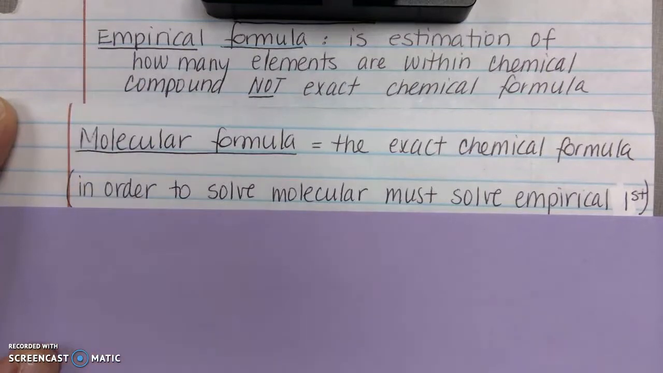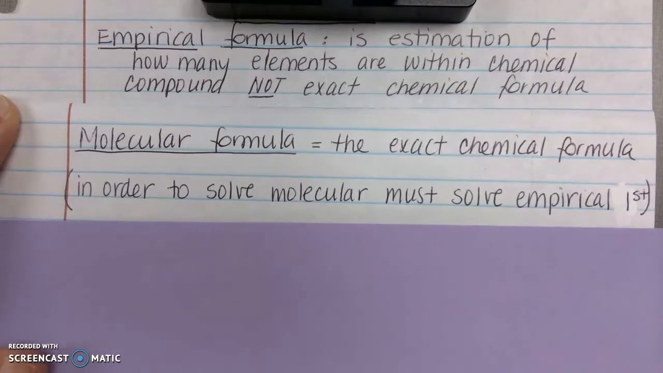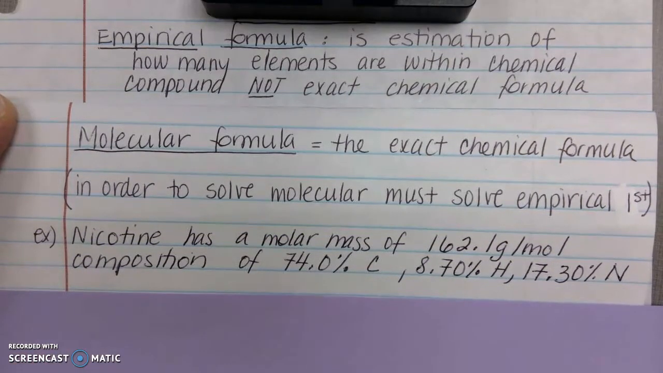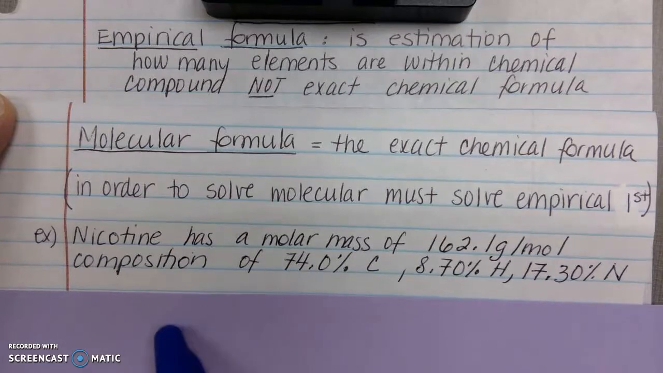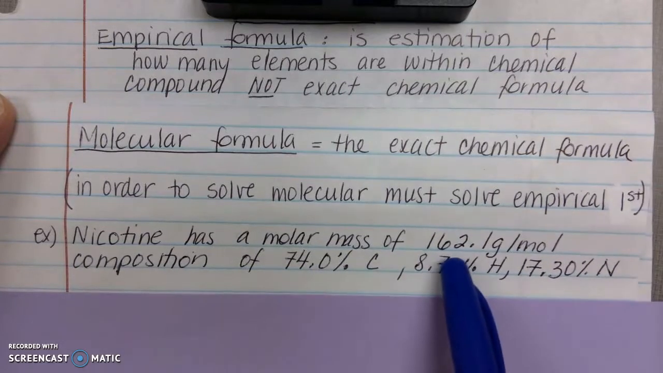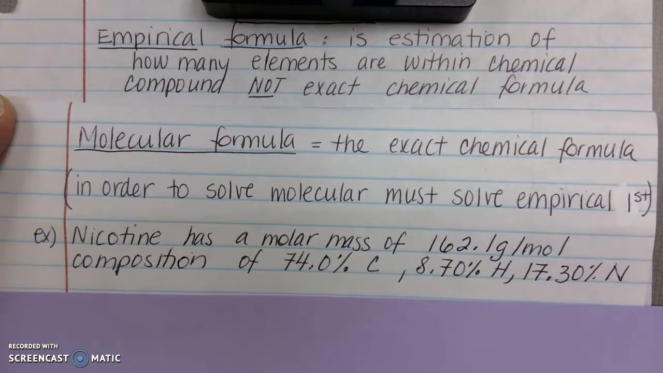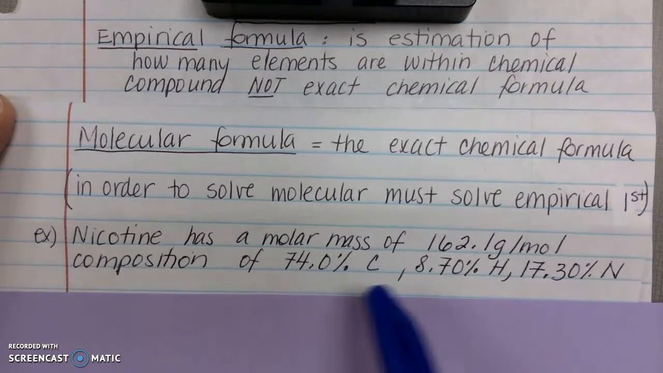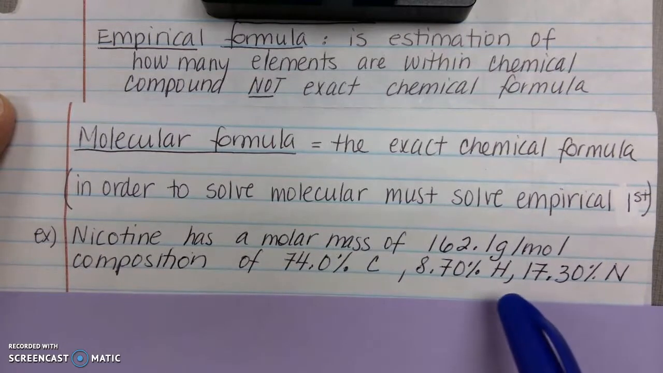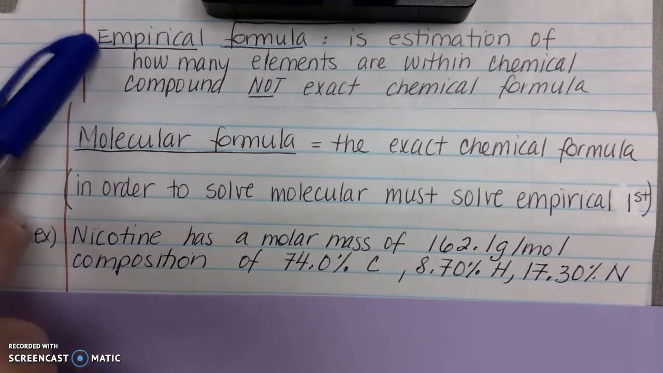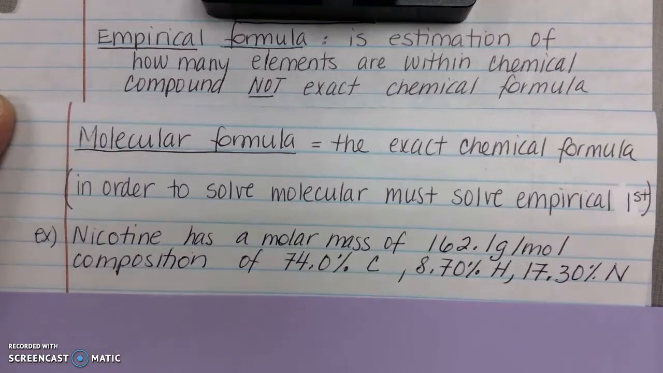So I'm writing out the steps of going from an empirical formula to a molecular formula. And in doing so, we're going to use an example in regards to nicotine. Nicotine has a molar mass of 162.1 grams per mole. That's the molar mass given to you by me. The composition of nicotine is 74% carbon, 8.7% hydrogen, and 17.3% nitrogen. The very first step is you've got to solve that empirical formula before we can get to the molecular formula.